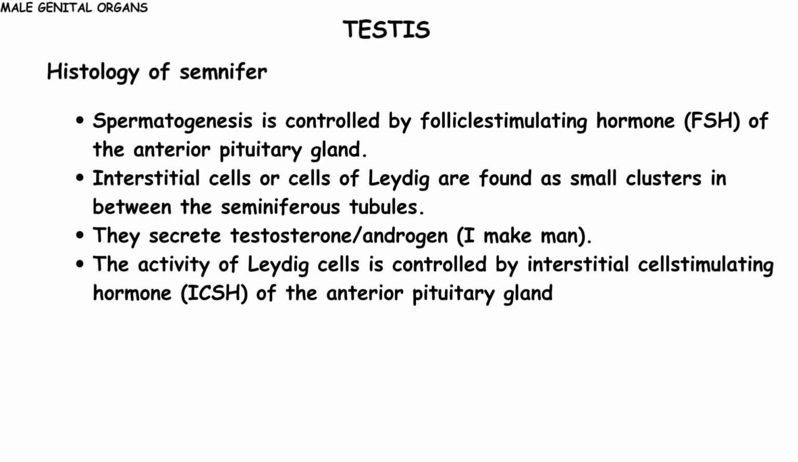Spermatogenesis is controlled by follicle-stimulating hormone of the anterior pituitary. Interstitial cells, or cells of Leydig, are found as small clusters in between the seminiferous tubules. They secrete testosterone or androgen. The activity of Leydig cells is controlled by interstitial cell stimulating hormone of the anterior pituitary gland.